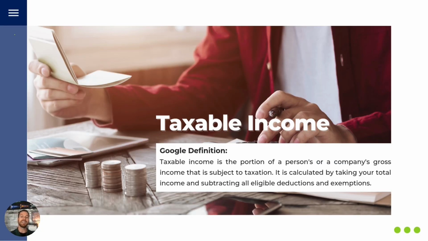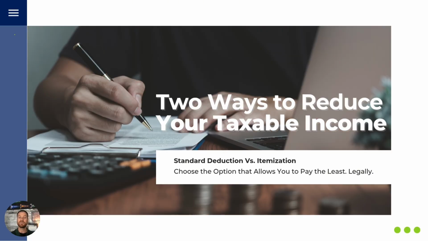We open by defining taxable income. From Google, taxable income is the portion of a person or a company's gross income that is subject to taxation. It is calculated by taking your total income and subtracting all of your eligible deductions and exemptions. The two ways to reduce your taxable income, most notably, that we will talk about in this unit are the standard deduction versus itemization. We choose the option that allows us to pay the least amount of taxes legally.